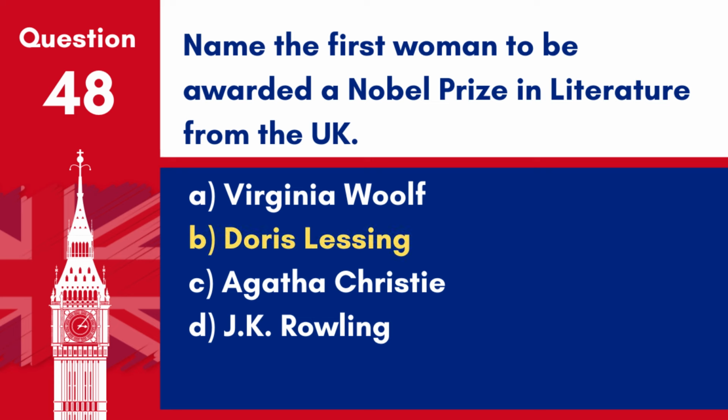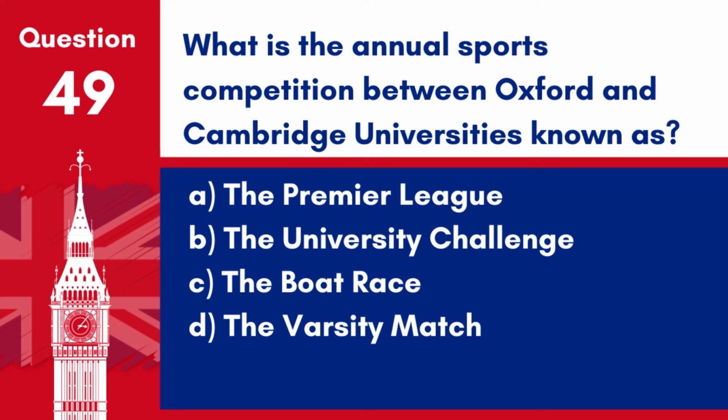Answer: B. Doris Lessing. Doris Lessing was the first British woman to receive the Nobel Prize in Literature, which she was awarded in 2007. Question 49. What is the annual sports competition between Oxford and Cambridge universities known as? A. The Premier League. B. The University Challenge. C. The Boat Race. D. The Varsity Match.